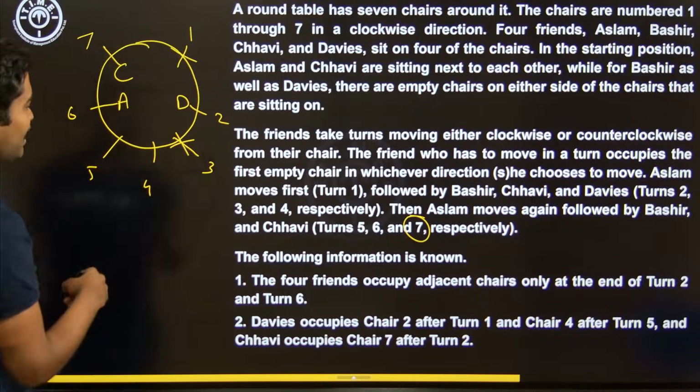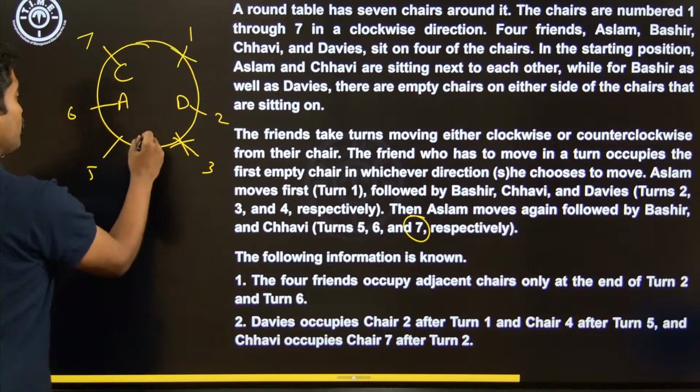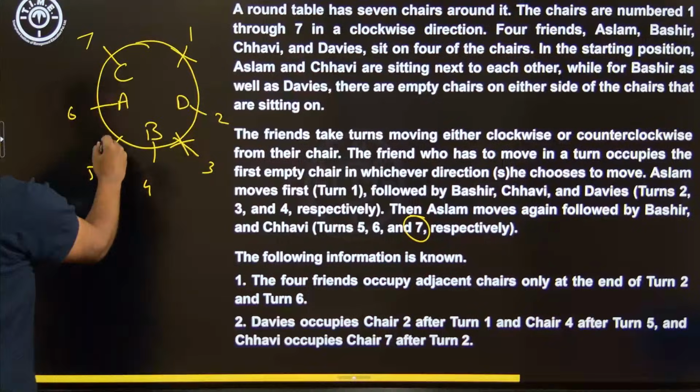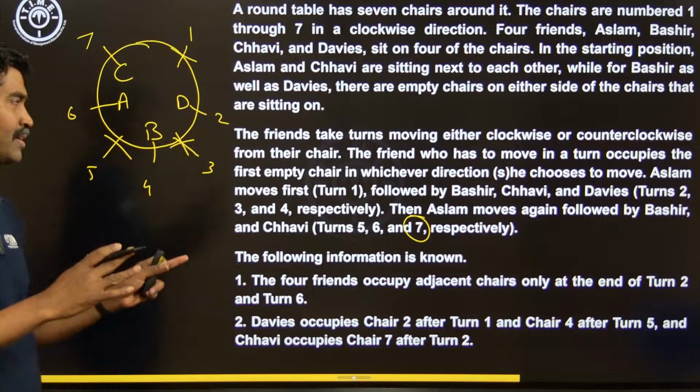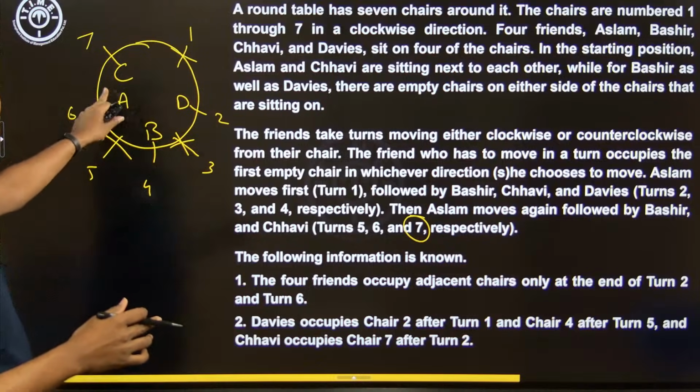Now, where will B sit? B doesn't like neighbors either, which means B should be sitting here and no one sits here, right? That's perfect. D is sitting here, B here, C here, A here.